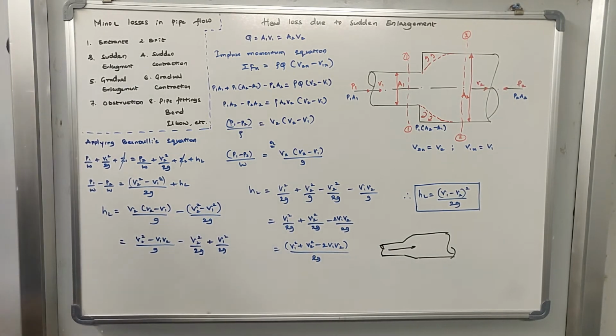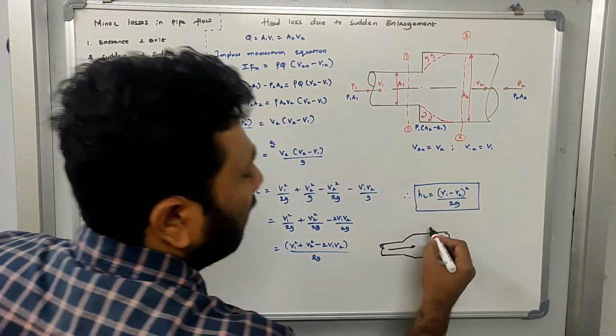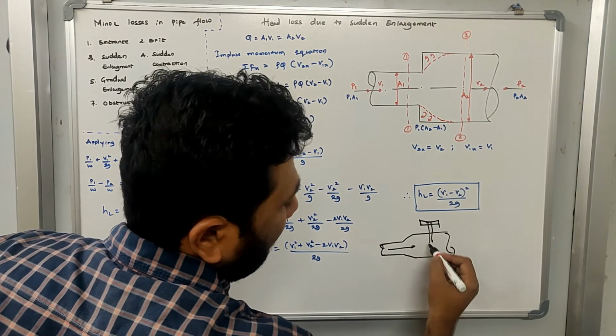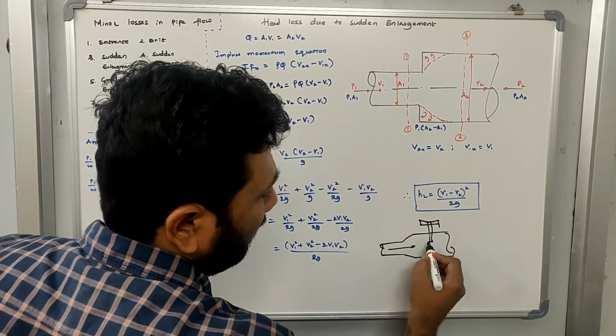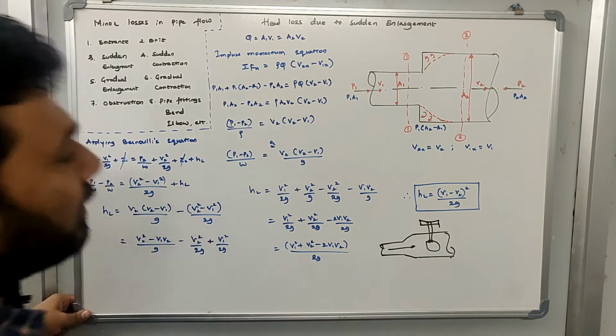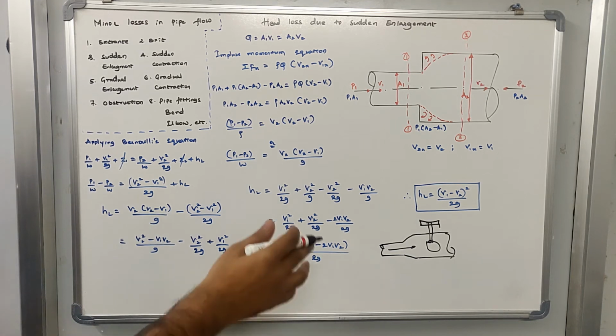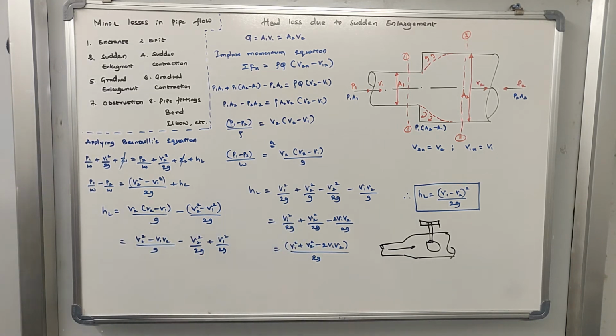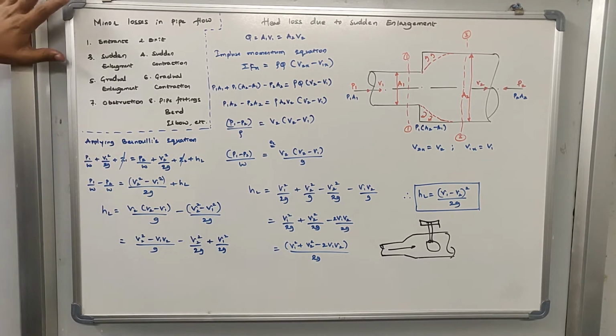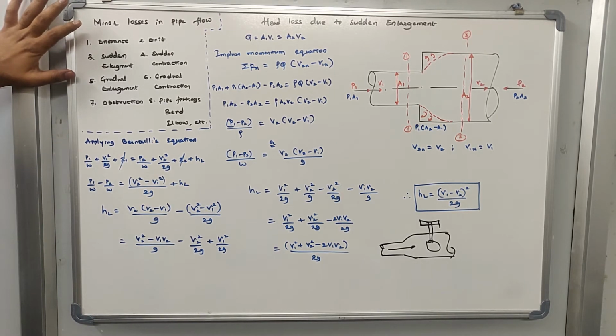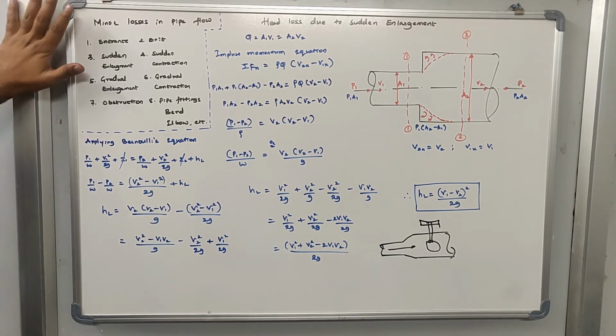After this there can be an obstruction, for example a wall or something, which acts as an obstruction in the flow of water, and because of it there can be a loss of energy. Then there are pipe fittings. There are different types of pipe fittings, such as bend, elbow, etc. Because of those pipe fittings also there is a loss of energy. So these are the head losses that take place in minor loss conditions: entrance, exit, sudden enlargement, sudden contraction, gradual enlargement, gradual contraction, an obstruction in a pipe, and the pipe fittings placed, such as bend, elbow, etc.